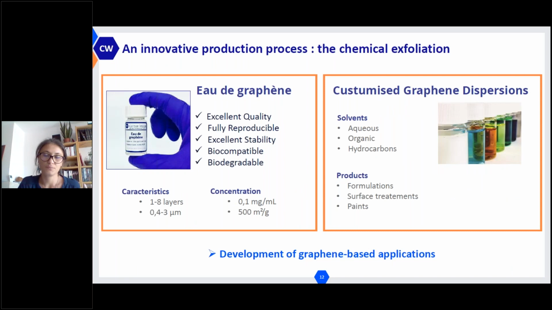Thanks to the dispersion we produced, for example, the water graphene dispersion, we have an excellent quality of our graphene because it's reproducible even at nanoscale. It's stable for more than 3 months. It's biocompatible and biodegradable because it's only water and graphene. And from this dispersion, we can develop customized graphene dispersion with different kind of solvent, aqueous solvent, organic solvent, something else. And we can work on paint, varnish, surface treatment, oil, concrete.